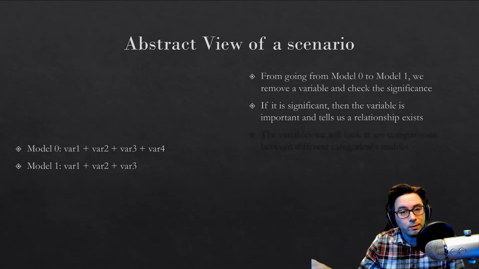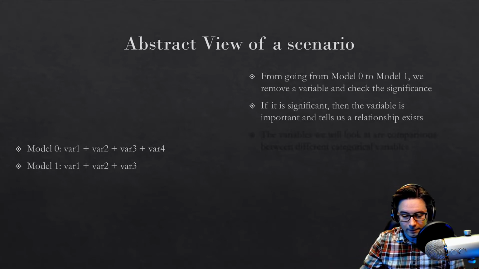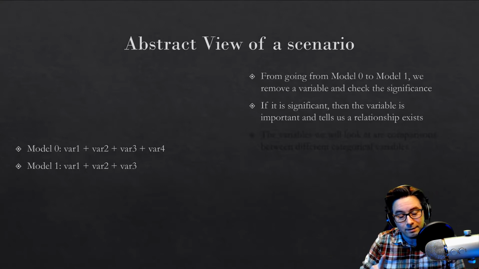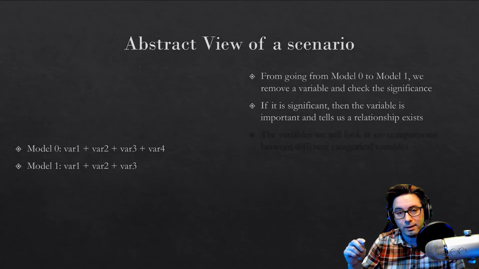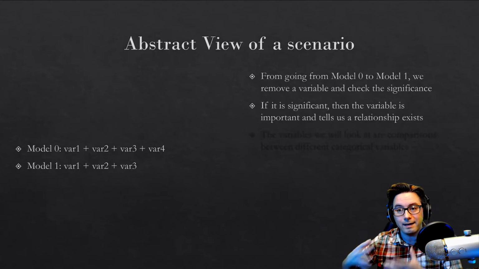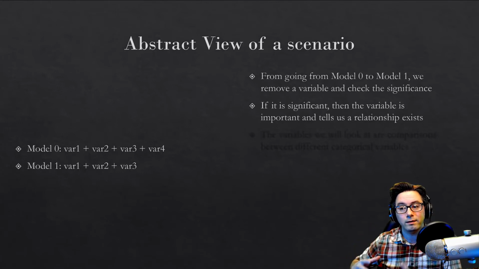So notice with model 1, we remove model 4 and we test the significance of model 1. Once we test the significance of model 1, we say, all right, if it's greater than 0.05, then we keep on going. But if it's less than 0.05, then we say that the one before it is the model that we like, because removing that variable was significant. Okay.